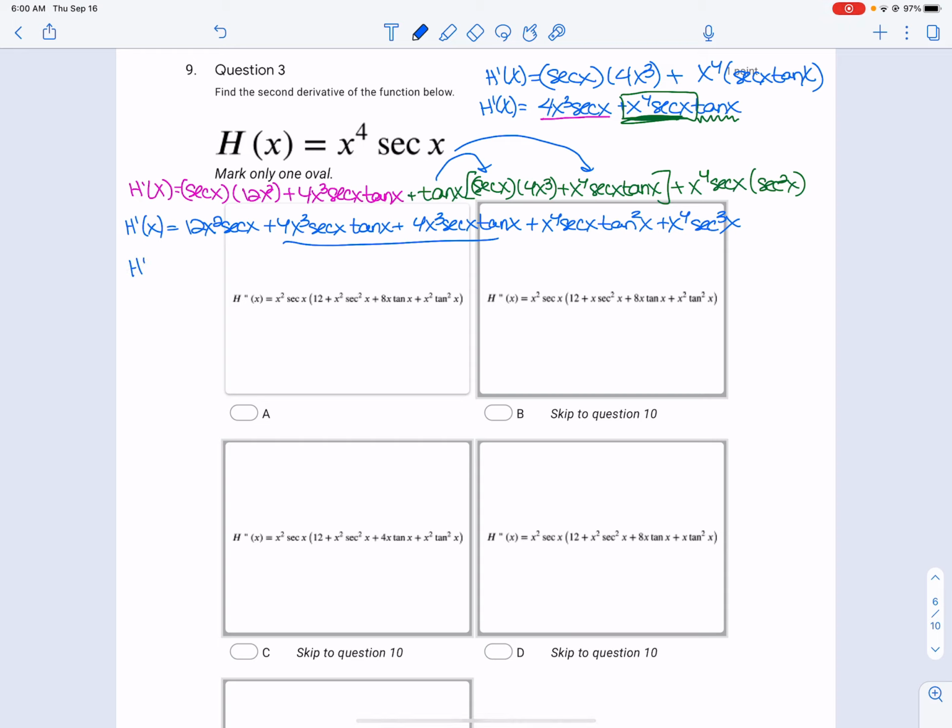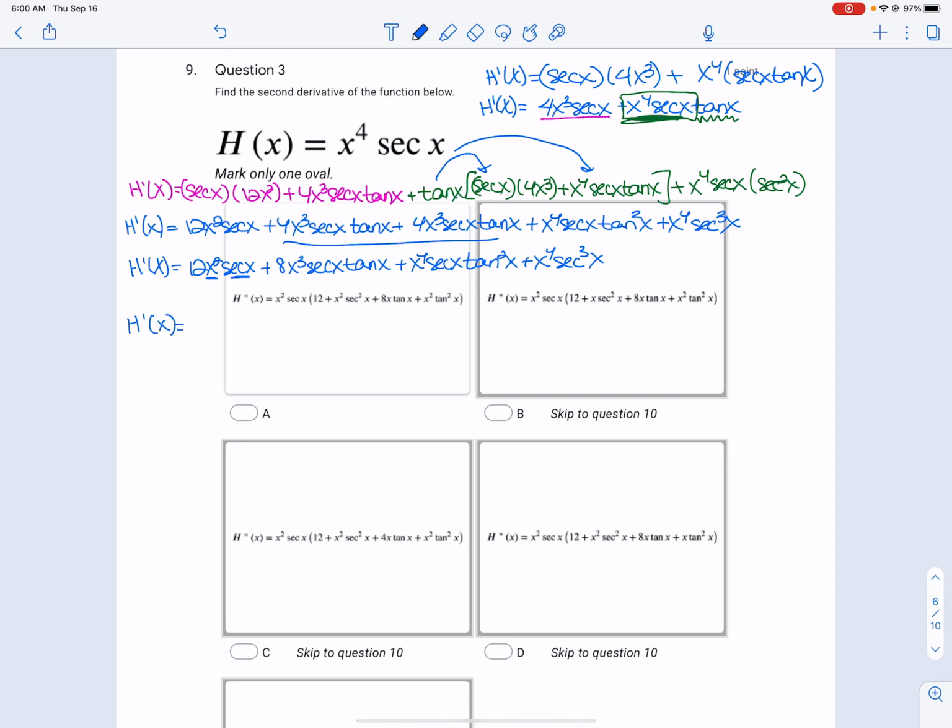So this is h prime of x is equal to 12x squared secant of x plus 8x cubed secant x tangent of x plus x to the 4th secant x tangent squared of x plus x to the 4th secant cubed of x. And what you notice is that all of them have a common x squared at least and a common secant of x. So I can factor that out.